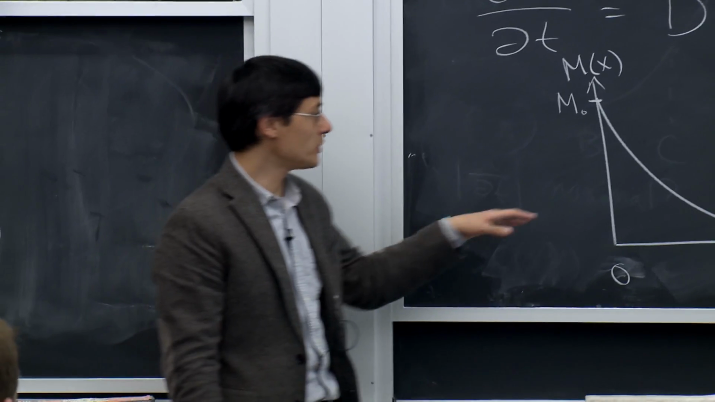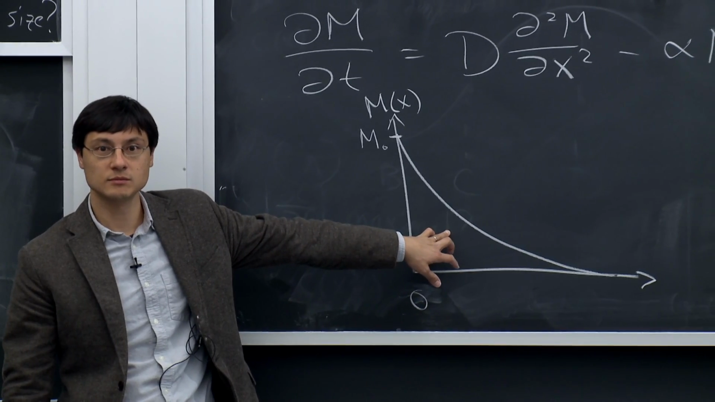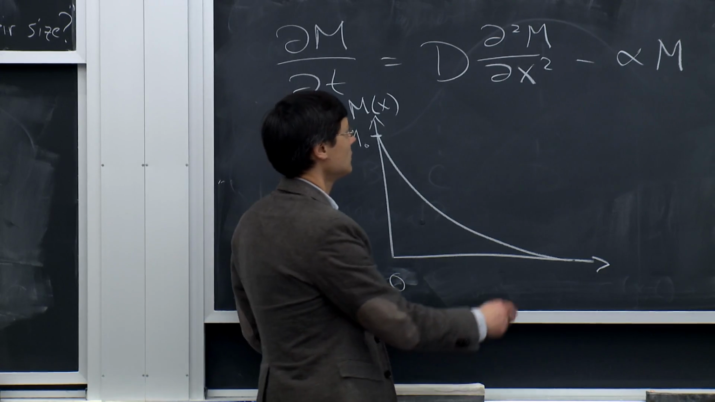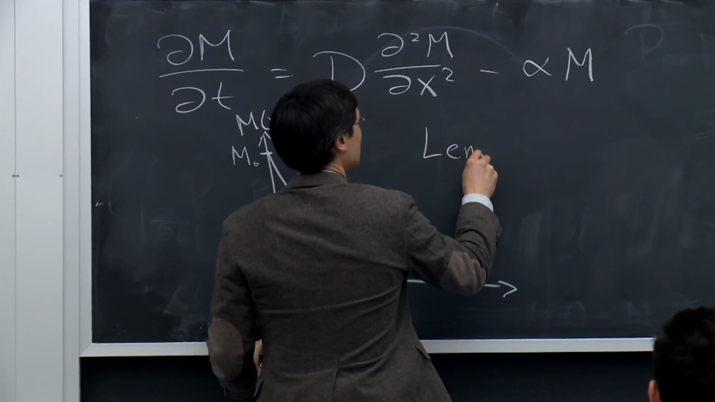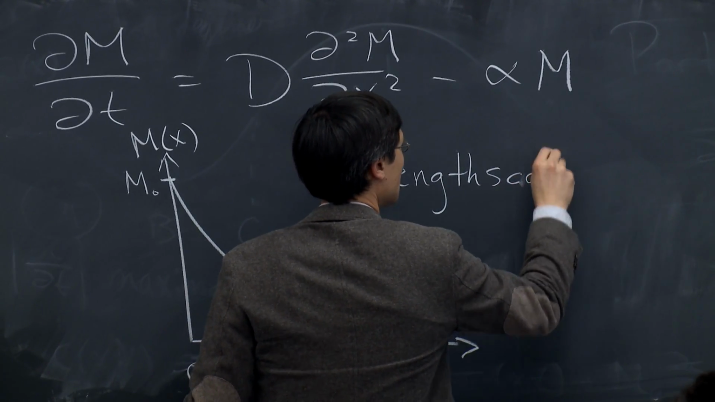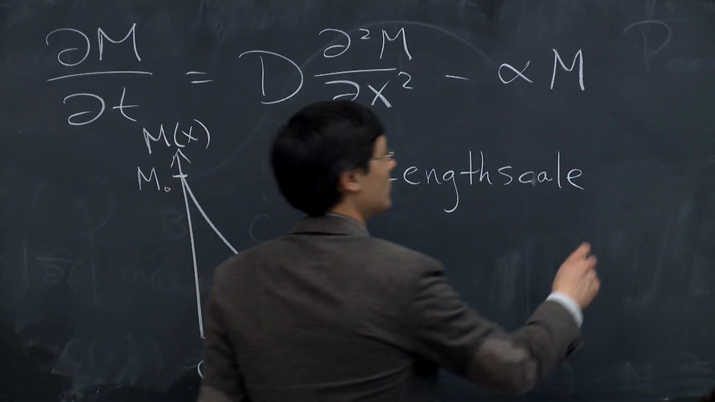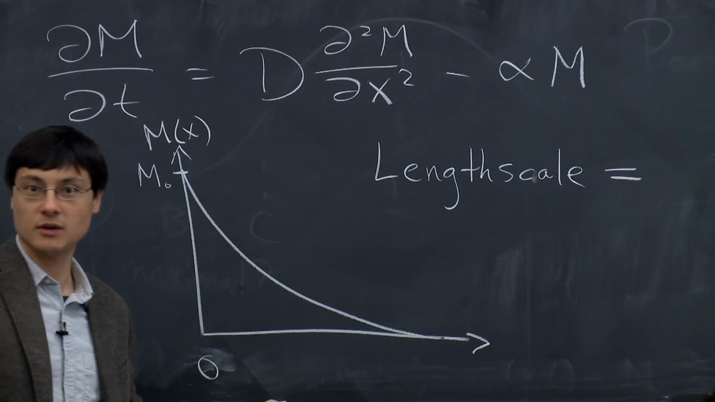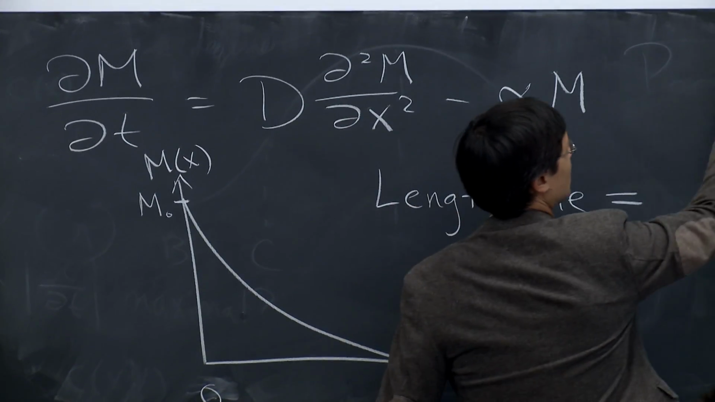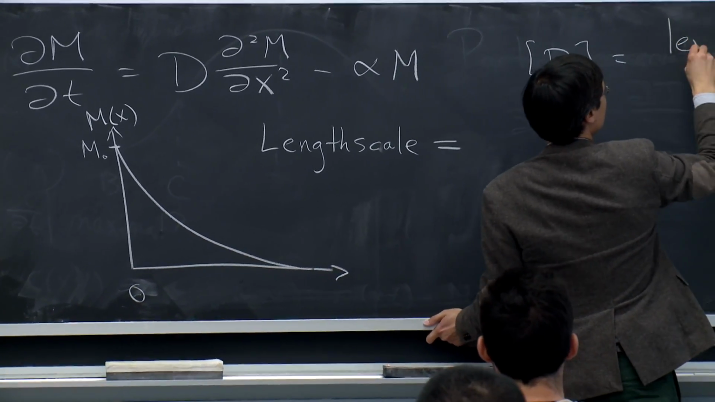Okay. What was the characteristic length scale? This is something that we should be able to figure out. You should, of course, be able to solve the equations, but you should be able to figure it out from our favorite approach of dimensional analysis. What are the units of things here? Okay, so units of D is what? Length squared over time.